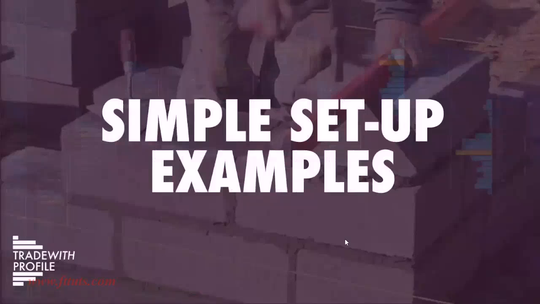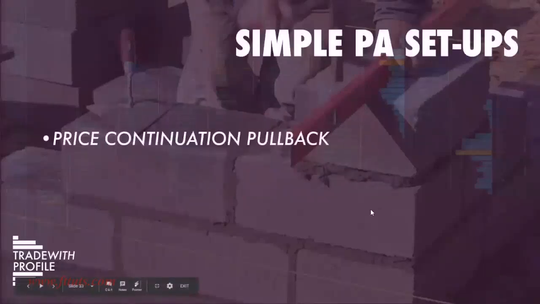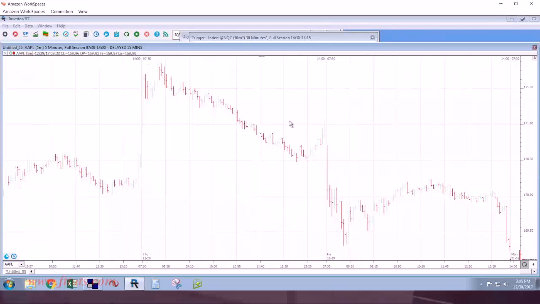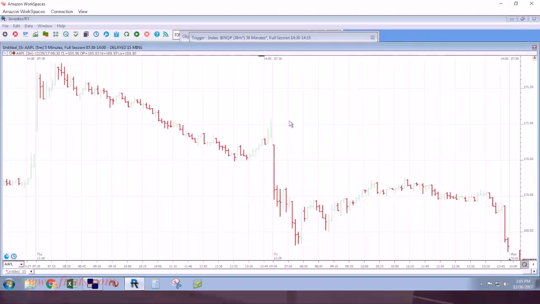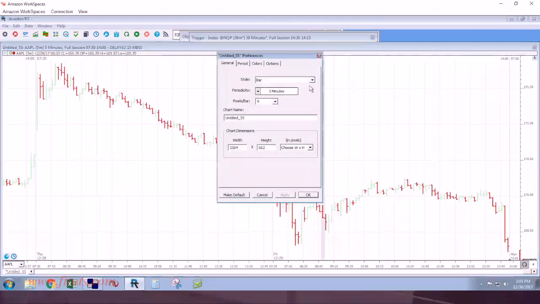Okay, let's talk about a couple of simple setups, and then we're going to land the plane on this module. These are price action setups. One is called a price continuation pullback. Let's go in here and look at 5 minutes. And let's convert this back over to a candlestick just to make it a little easier to see.